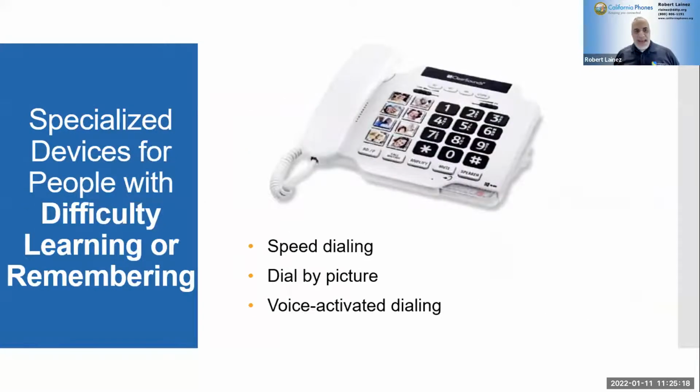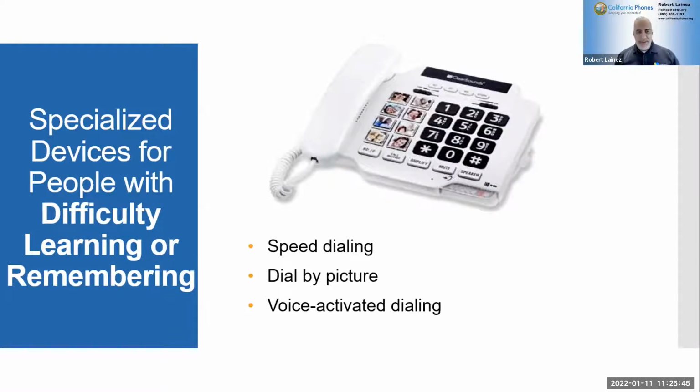For people that have difficulties with memory, we have telephones like this one that you see here. It gives you the ability to put a picture on a speed dial. As we begin to lose memories, we forget names, we forget numbers, but usually we have that connection visually. So that's what this phone actually does.